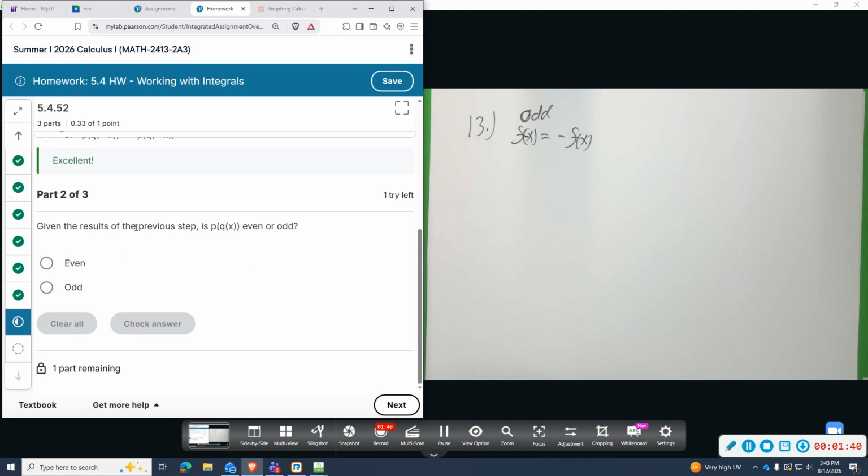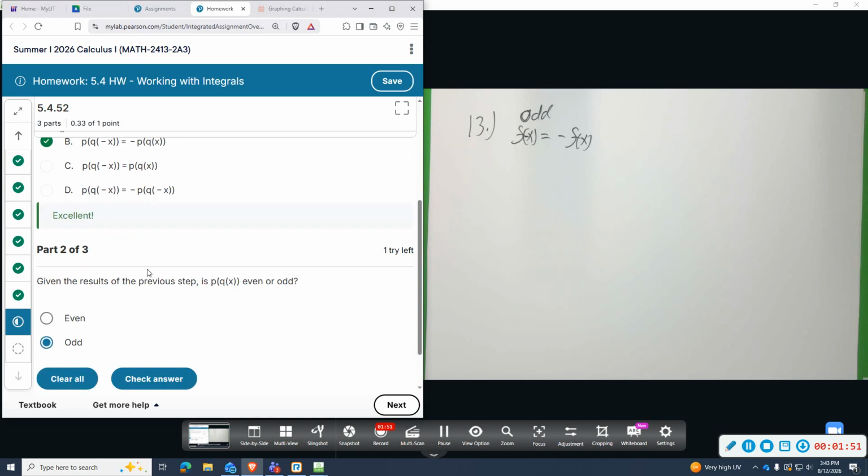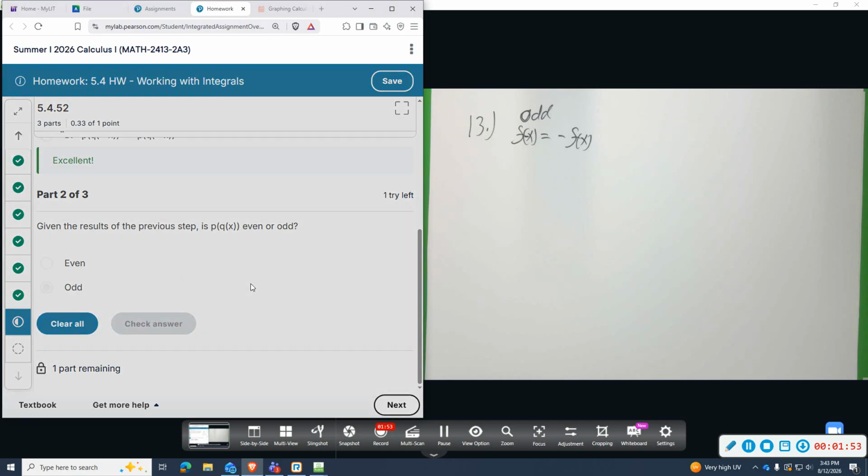Given the result of the previous step, is P of Q of x even or odd? It will still be odd based on the previous.